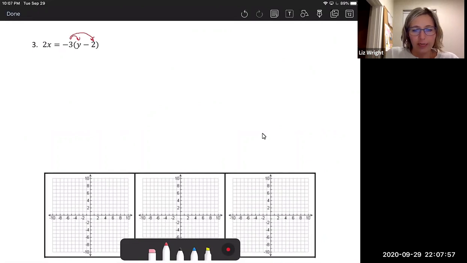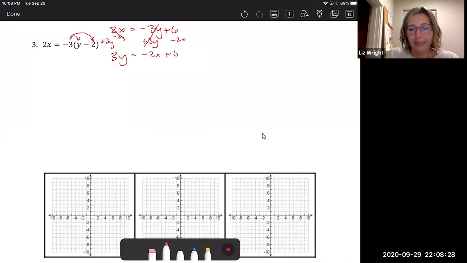And so then we're going to get 2x equals -3y plus 6 for that. And then let's go ahead. I'm going to bring my 3y over, and I'm going to bring my 2x over as well. So now what I have, this is going to go away, that's going to go away. So now what I have is I've got 3y equals -2x plus 6. And now you're going to divide by 3.